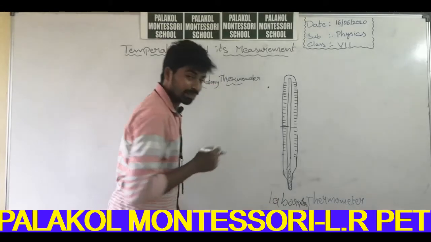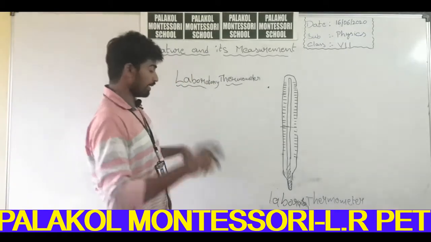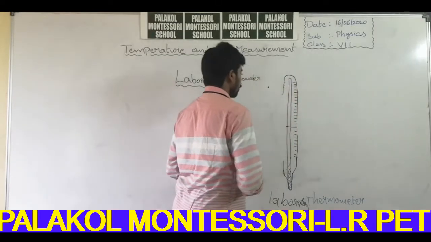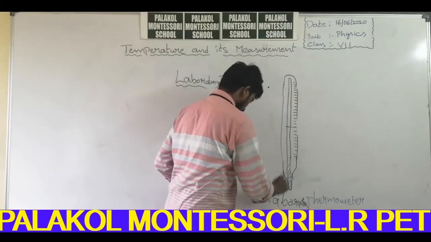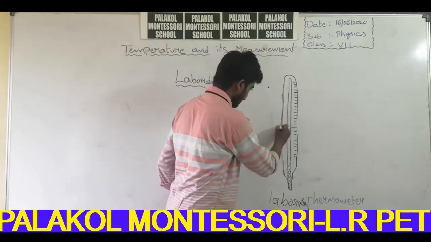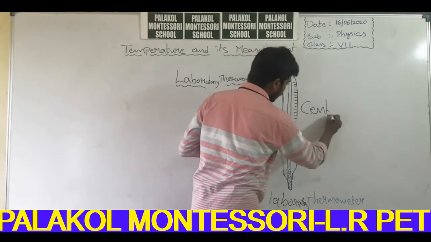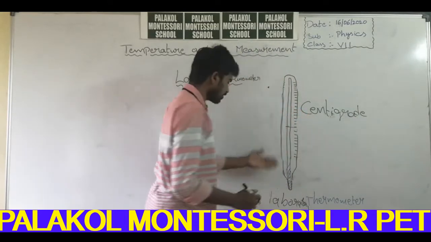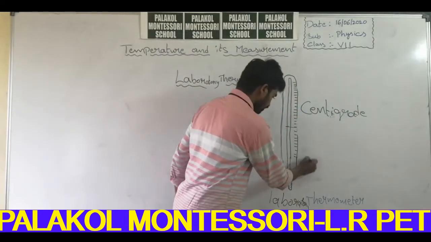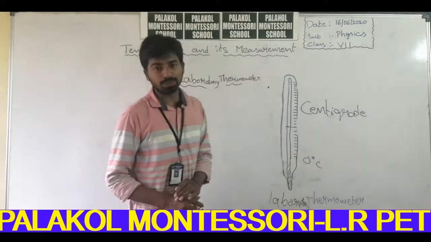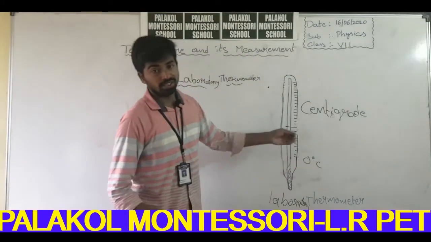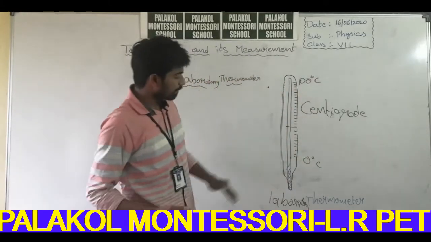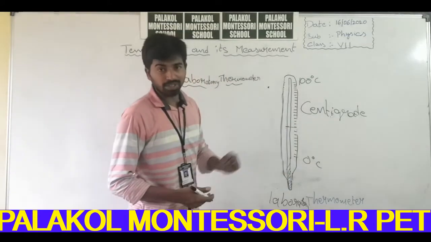The clinical thermometer consists of two scales, whereas the laboratory thermometer consists of only a single scale, the centigrade scale. The readings on the laboratory thermometer start from 0 degree centigrade to 100 degree centigrade.